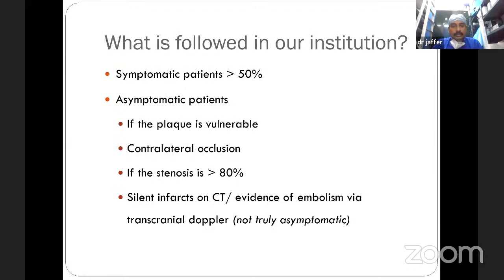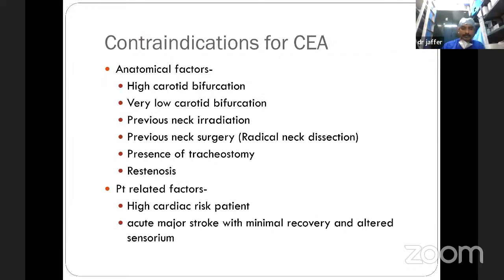What is followed in our institute is that symptomatic patients with more than 50% stenosis, and in asymptomatic patients, we do carotid endarterectomy, especially when the plaque is vulnerable, if there's a contralateral occlusion, if the stenosis is more than 80%, and if there's a silent infarct on CT or evidence of embolism via transcranial Doppler. Such patients are never truly asymptomatic. They'll have some evidence of neurological deficit, and such patients we do take up for surgery.